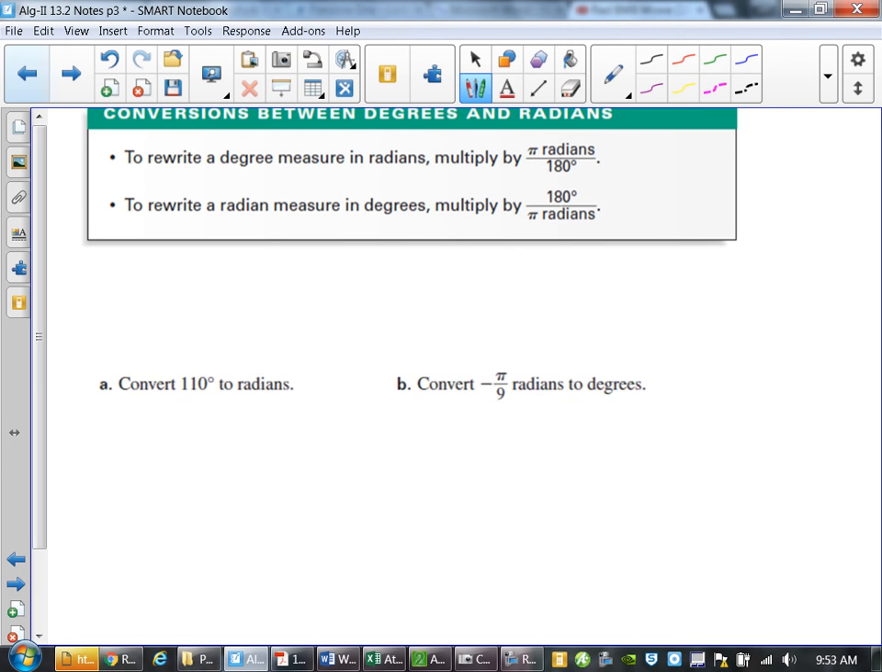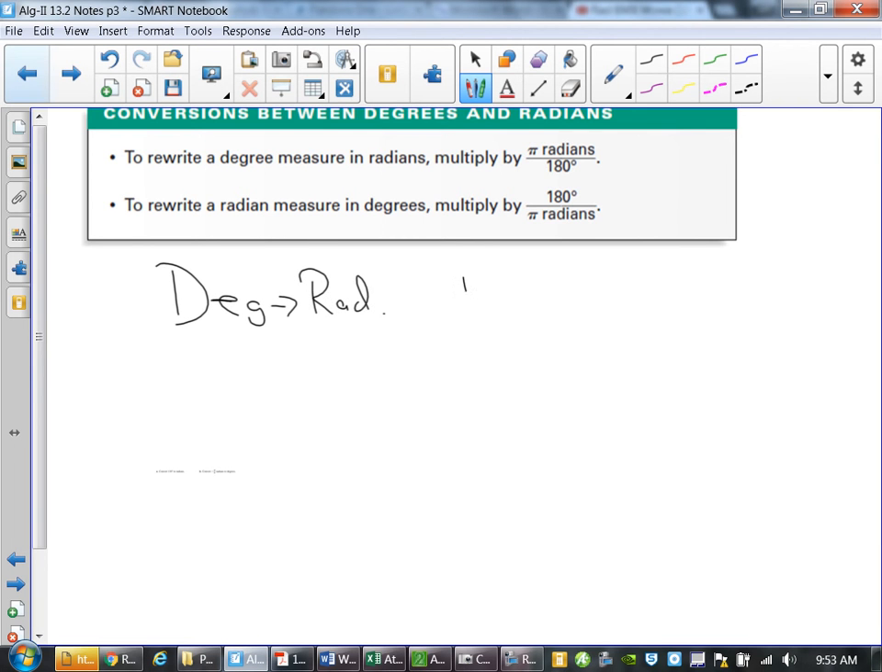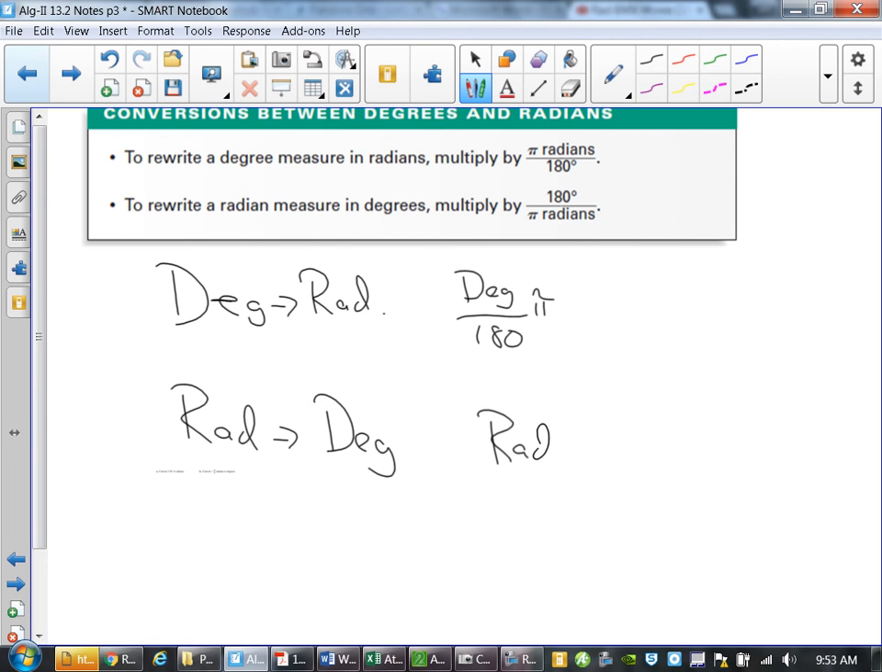So let's do this. We talked about degrees to radians. To do degrees to radians, you take your degree, divide it by 180, and slap a pi next to it. To go the other direction, it's just the inverse. So you take the radian, divide it by pi, and then multiply it by 180. Okay. Very, very easy to go in between the two.